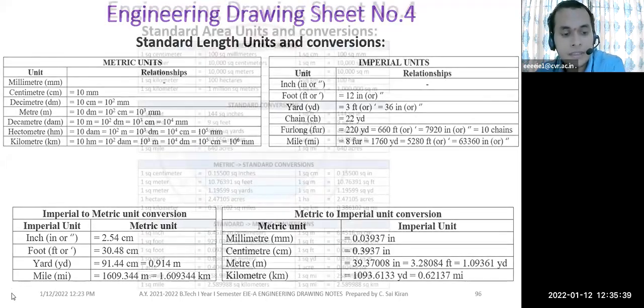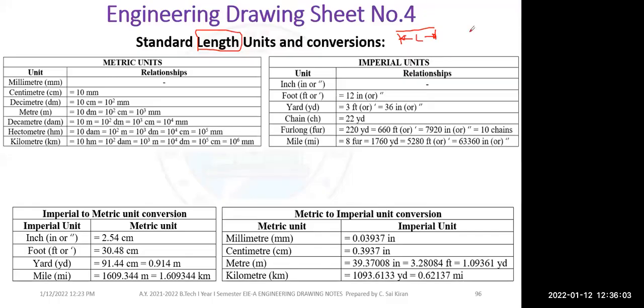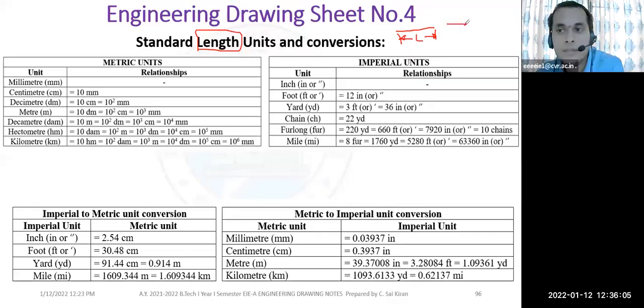So now you have seen standard length. Length is a one-dimensional element. What is a two-dimensional element? Can anyone tell me what is meant by a two-dimensional element? Anyone? It is area. If I take area, it will be length and width.